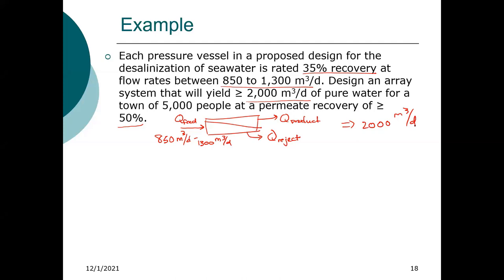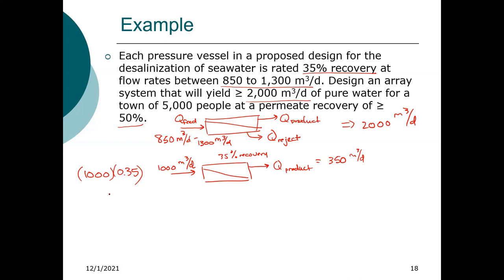Now, let's think about this here. We'll start with 1,000 cubic meters per day. What is our flow rate in the product water? If I'm feeding 1,000 cubic meters per day and I have a 35% recovery, what is Q product? It's 350. So I'm only getting out 350.